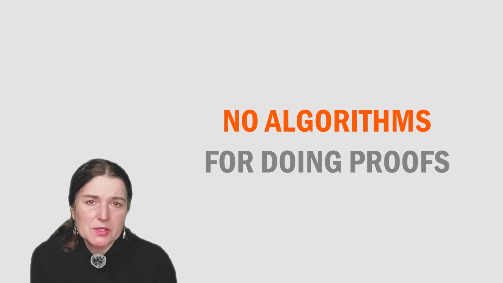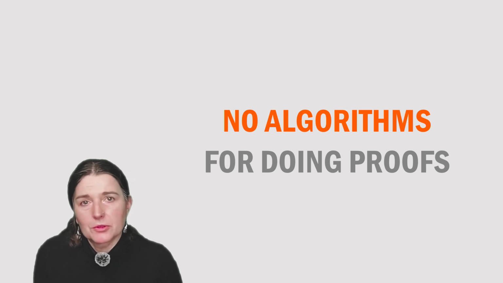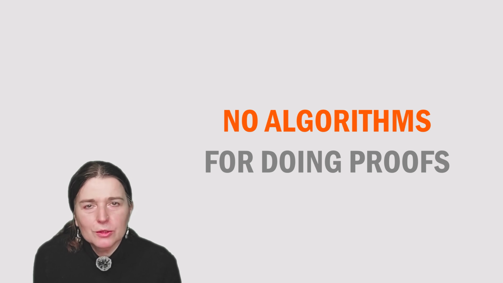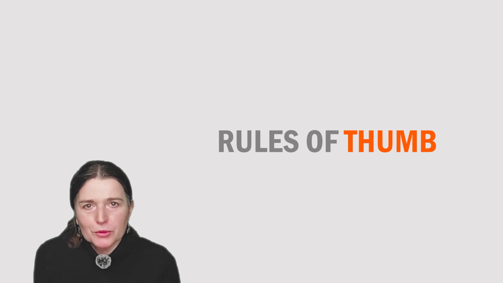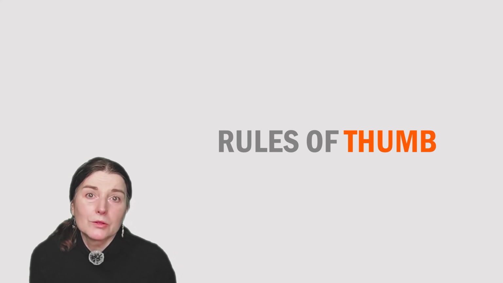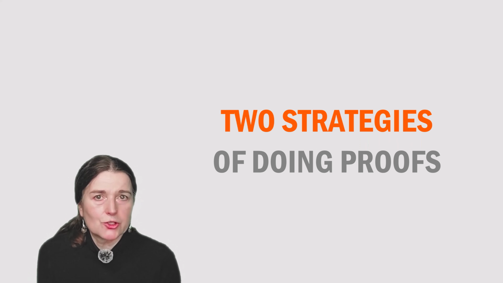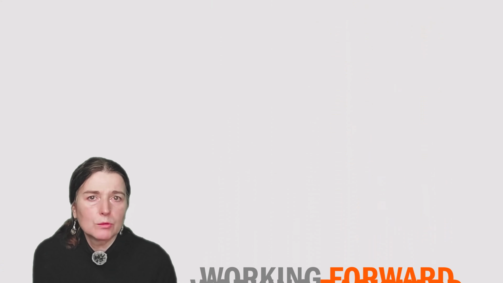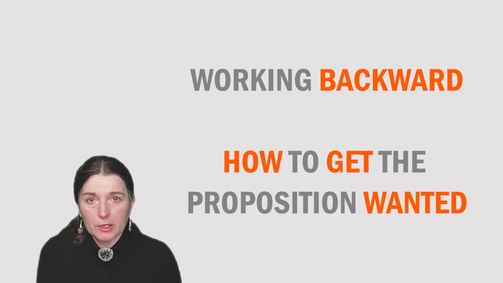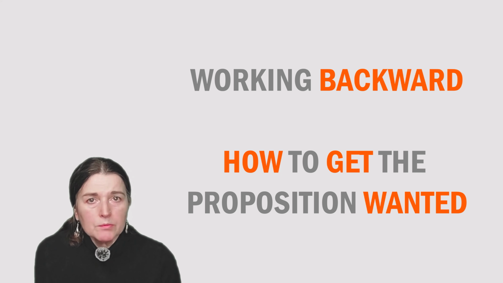There are no algorithms for doing proofs in logic, so you're never guaranteed that you'll reach the conclusion, although for most of the simple proofs, there are some good rules of thumb you can follow. We've talked about 2 basic strategies already: the working forward strategy and the working backward strategy. We've used the working backward strategy by far the most because that's the goal-directed strategy. In doing proofs, we aim to derive a certain conclusion.